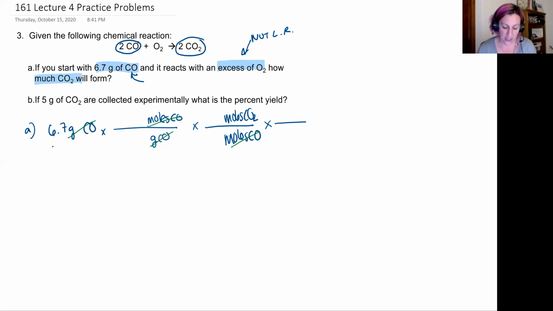So to do that, I'll need to make sure my moles of carbon dioxide cancel out. So I'll put that on the bottom of my conversion factor. And now I can see that those would cancel out. And I want to end with grams of carbon dioxide. So now I can go in and this will give me grams of carbon dioxide for my answer. So now I can go in and put in my values.